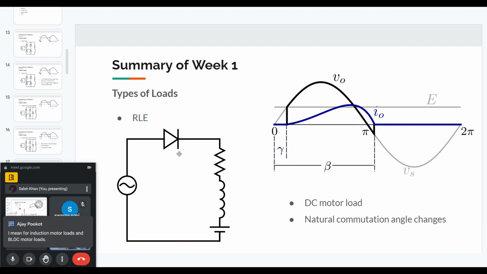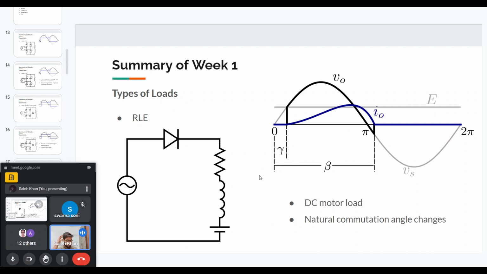For induction motors: an induction motor is an AC motor, so we will not use this kind of circuit. This is AC to DC conversion, so we will only use it for DC motor loads. For induction motor loads, we will have a different circuit, a DC to AC converter, like a voltage source inverter or some other circuit. But this kind of circuit we will not use for induction motors.